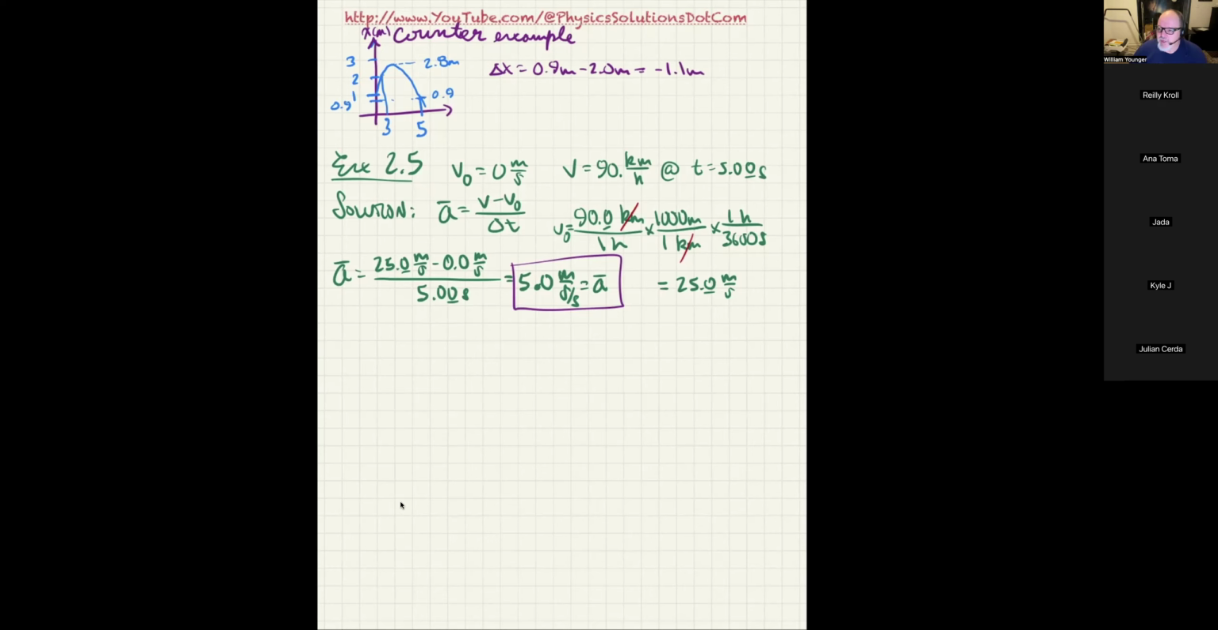So if the acceleration is zero, that means the velocity could be a constant. It could be a constant that's zero, but it could be a constant that's 50 miles per hour as well. Okay.